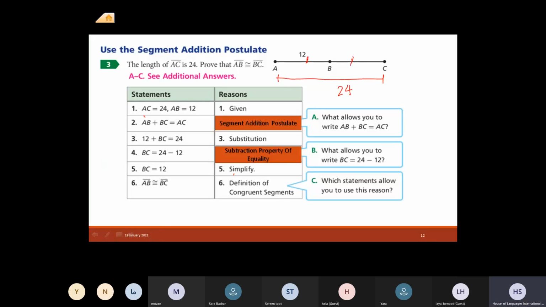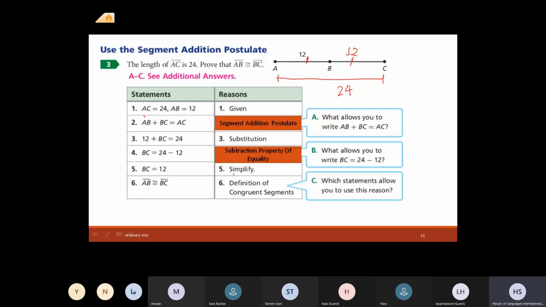If I want to show that it's congruent, I need to find its length. How can I find its length? By the segment addition postulate. 24 minus 12 equals 12. Then after I found that both of them are 12, they are congruent. So now, yes teacher, I solved it, or I proved it for you.